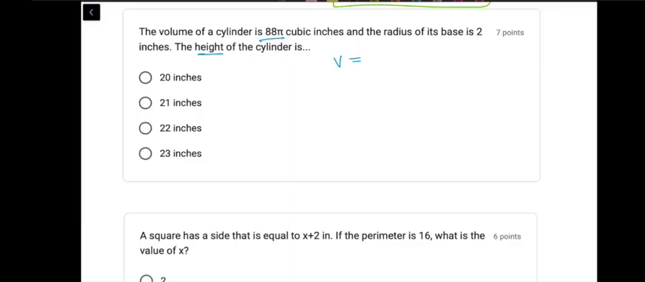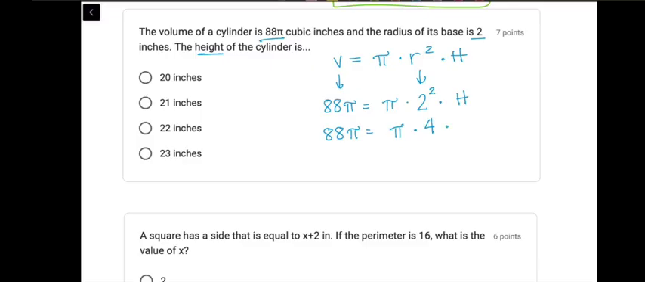The formula of the volume of a cylinder will still be the area of its base, which is a circle. So that's going to be pi times radius to the second power times height. Let's plug in the values we do have and see what we need to solve for. So volume is going to be 88 pi equals pi stays the same. The radius is 2, so 2 to the second power, and we don't know the height, so I'll leave that as h. So here I have 88 pi is equal to pi times 2 to the second power, which is 4, times h.